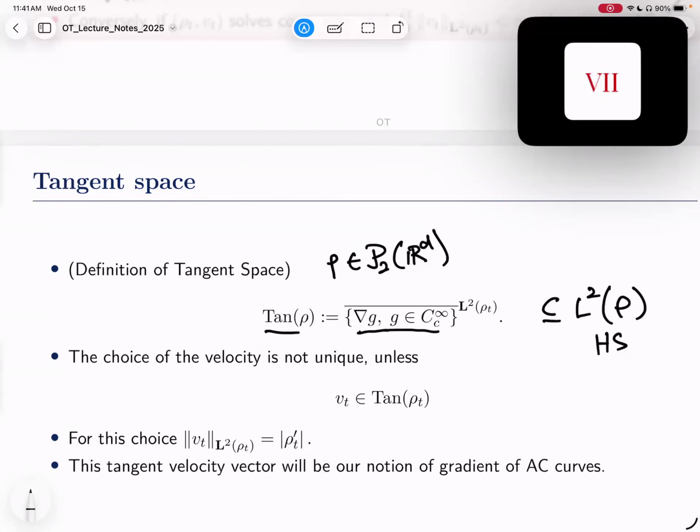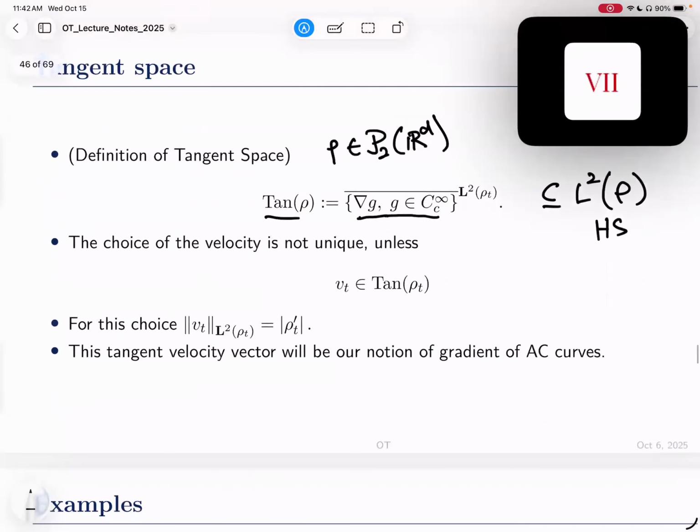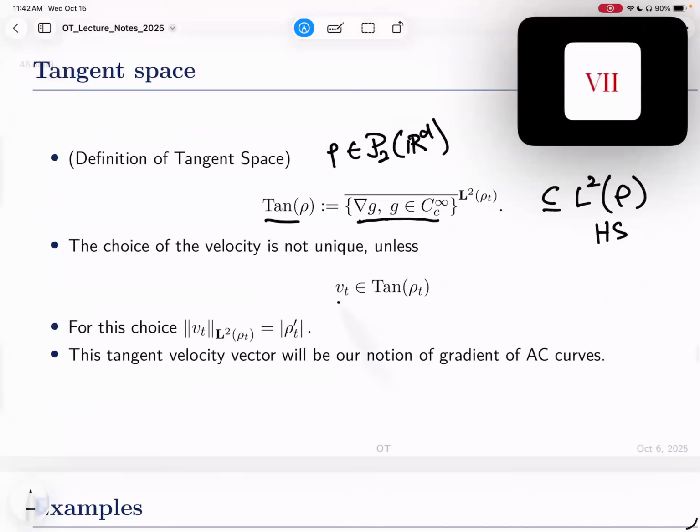So the choice of the velocity which satisfies this continuity equation is not unique unless you insist that the velocity is a tangent velocity. Then it becomes unique. In fact, for this particular choice of the velocity, where you impose the condition that the velocity is of the gradient type, it must be that the L2 norm of this velocity will coincide with the metric derivative.